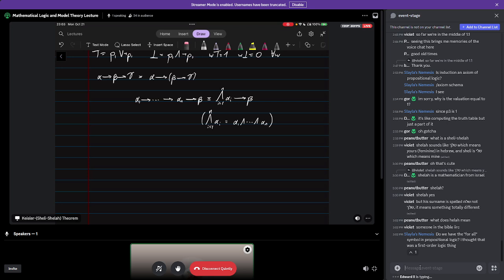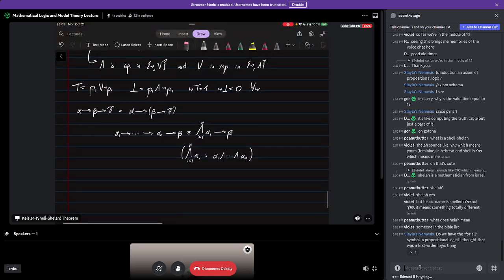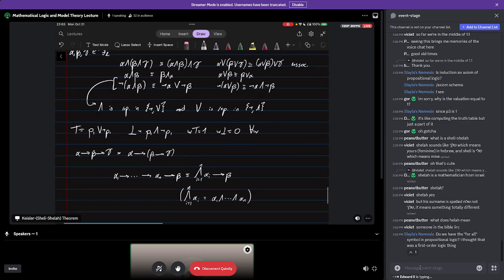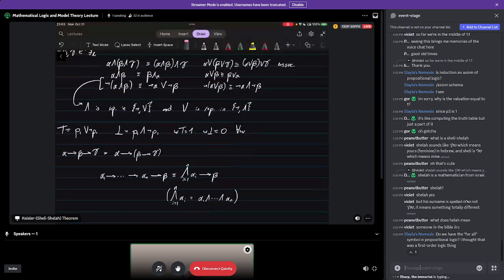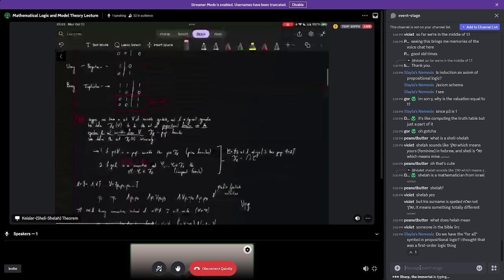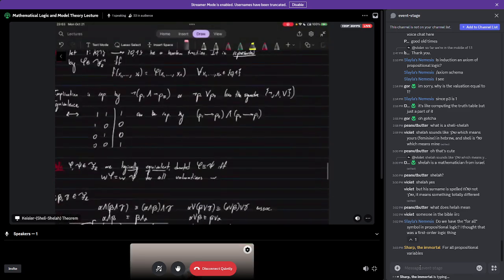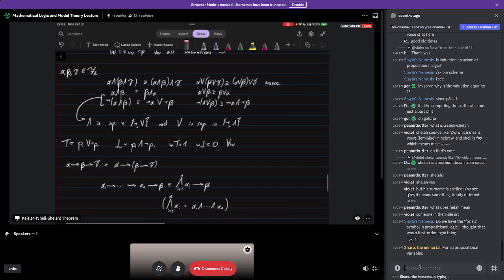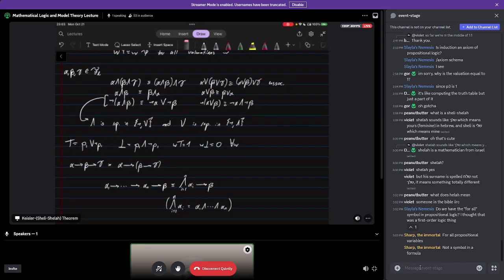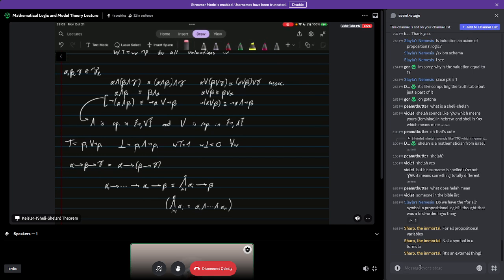No, we don't have for all. What I'm writing here, I'm using for all as a shorthand in speech, right? I'm not writing it. So propositional logic is defined using only propositional variables and connectives, and valuations. And what I'm saying here is that for every valuation, WT is equal to 1. That's not something in propositional logic. That's something I'm saying about propositional logic. Yeah, exactly. It's an external thing.